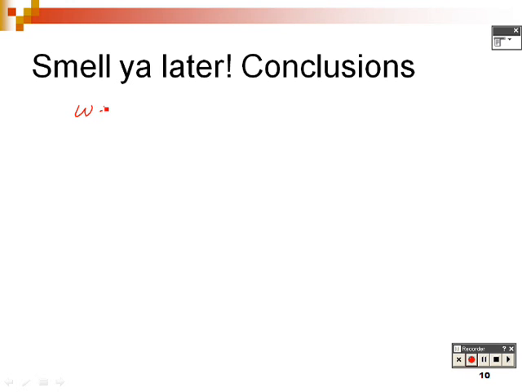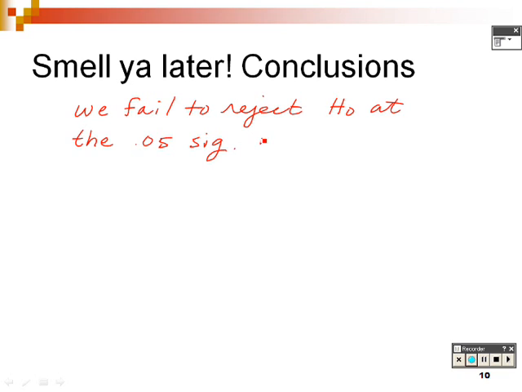Conclusion, we fail to reject H0 at the 0.05 significance level. Now, does that mean that the alternative hypothesis is false, that the scent doesn't help? No, it just means that this data doesn't prove it to us, and so we leave it there.